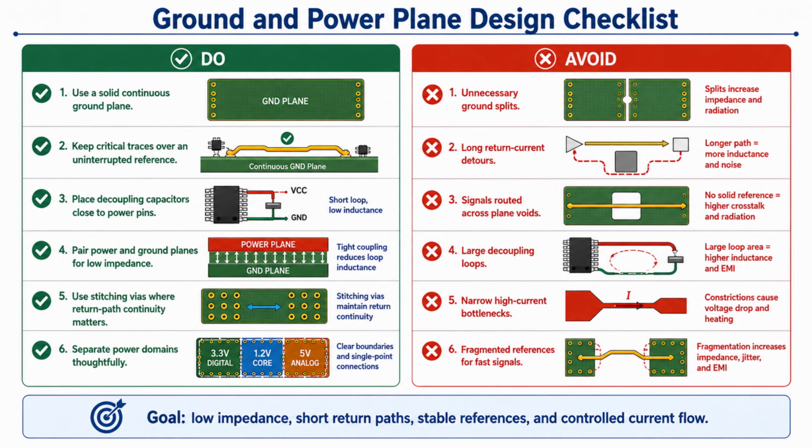The goal is not just to connect everything electrically. The goal is to control how current flows. Good PCB design means low impedance, short return paths, stable references, and controlled current loops. When your ground and power planes are designed correctly, the whole board becomes quieter, more reliable, and easier to debug. That is the difference between a board that simply works and a board that works well.